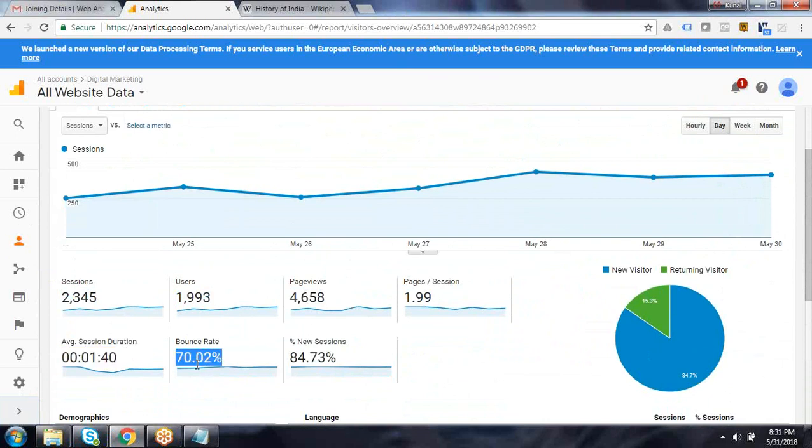And look at my bounce rate. It's phenomenally high. Do you all see it? 70%. So what it means is that 70% of times people just leave within one hit itself. Make sense to all?